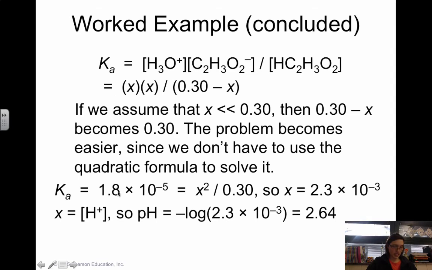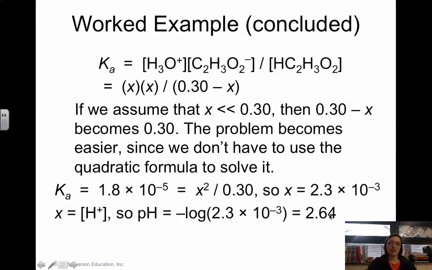So we've made this assumption. When we solve for x, we find that x is 2.3 times 10 to the negative third. Now think about what x is. Look back at your ice table. X is equal to the H plus concentration. Now we're not trying to find H plus concentration, we're trying to find pH. So take the negative log of what you find, and you find that the pH is 2.64.